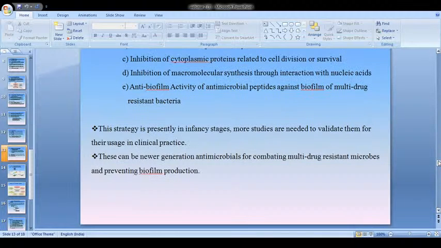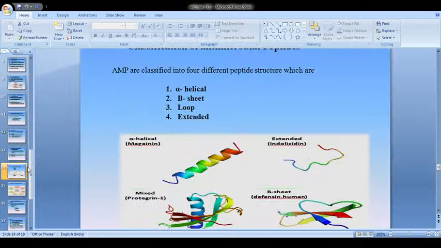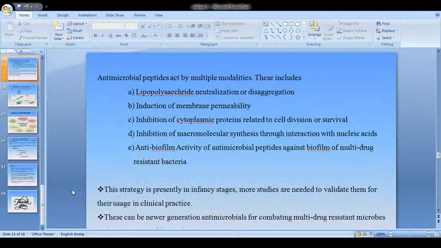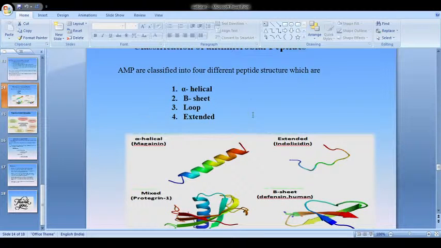classification of antimicrobial peptides. These antimicrobial peptides are classified into 4 different peptide structures, which are alpha helical, beta sheet, loop and extended form. In the alpha helical, the antimicrobial peptide contains magainin, and the beta sheet contains protegrin 1, and the loop, otherwise known as mixed form, contains the protegrin 1 compound, and the extended contains indolicidin, and the beta sheet contains the defensin and the human. So these are different structures.